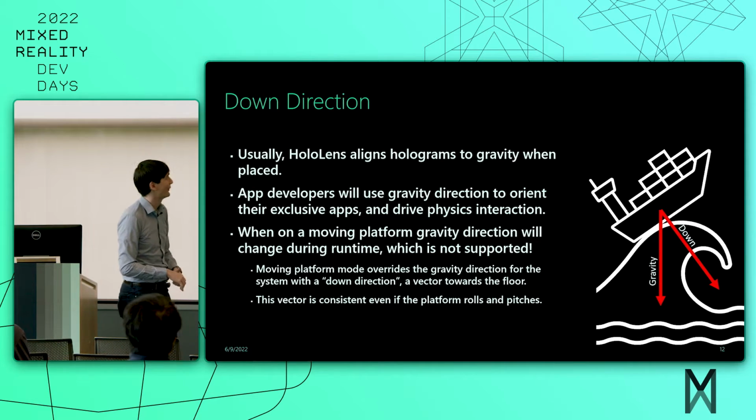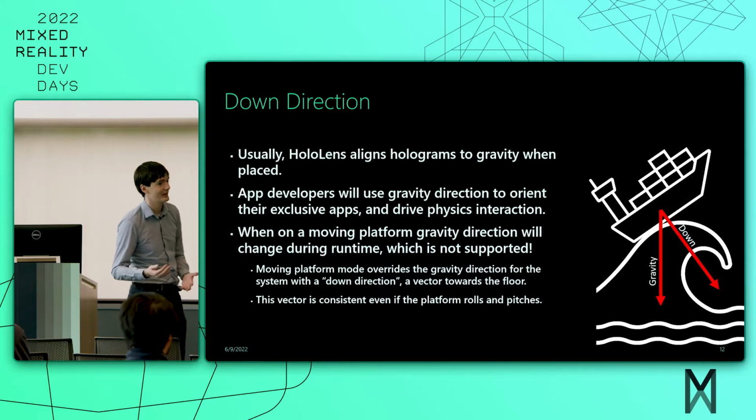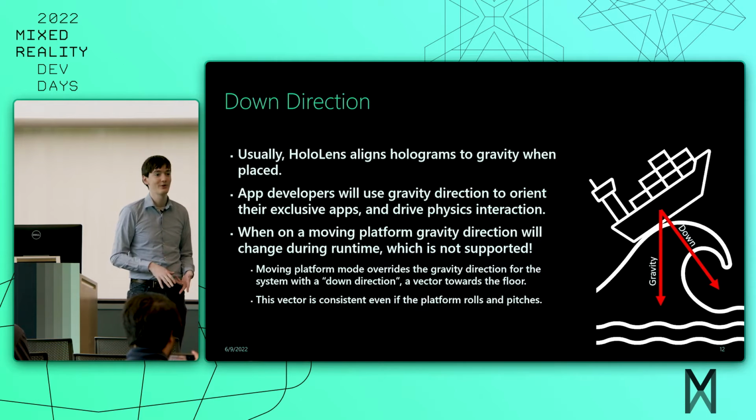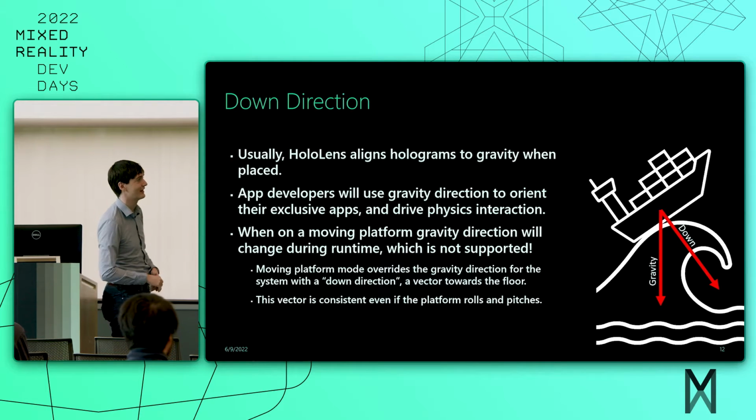Okay, and then there's a final strange definition that we need to go through, which is down direction. So we've kind of coined the idea of down direction to be different from gravity, because in the rest of the HoloLens system, gravity is the thing that we usually talk about. If you want your ball to fall towards the ground in your physics simulation, then it's going to be done based on the gravity vector that you can get from Unity or whatever other game design system you're using.